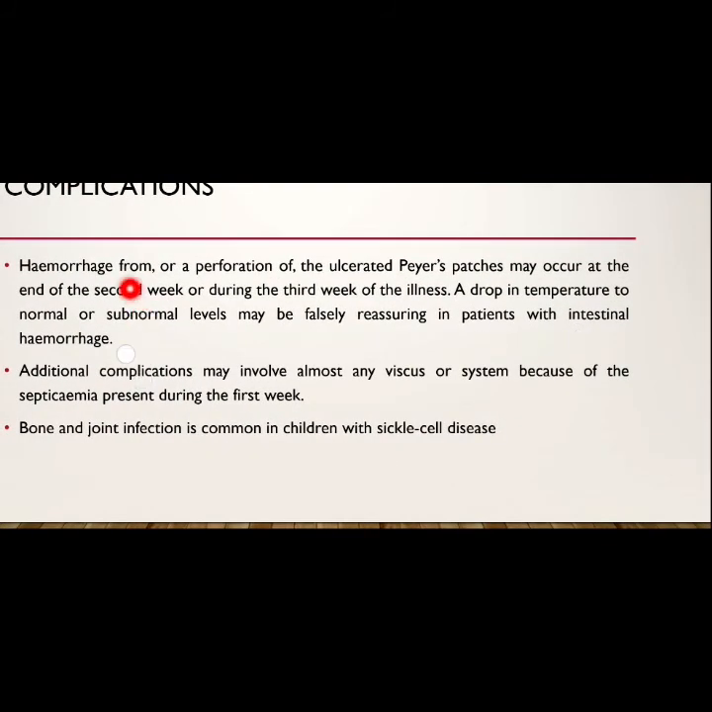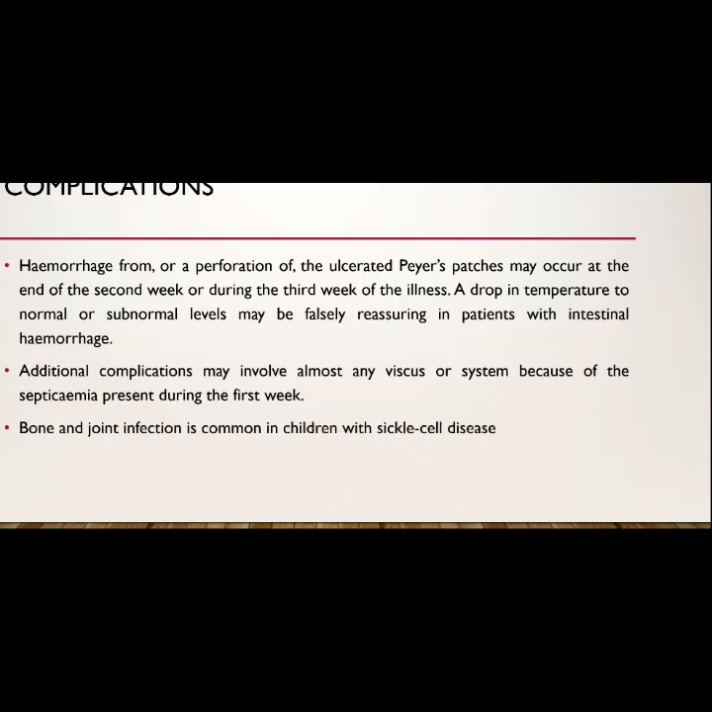First of all is the hemorrhage from a perforation of the ulcerated Peyer's patches, which may occur at the end of the second week or during the third week of the illness. A drop in temperature to normal or subnormal levels may be falsely reassuring in patients with intestinal hemorrhage. Additional complications may involve almost any viscus or system because of the septicemia present during the first week. Bone and joint infection is common in children with sickle cell disease.